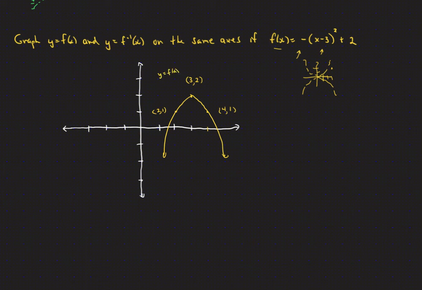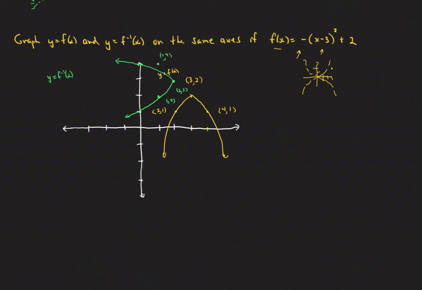I'm going to switch to green for our inverse. And what I'm going to do is just switch the x and y's. So (3, 2) becomes (2, 3). There's my (2, 3). The (2, 1) is going to become (1, 2). And let me label that. That's (2, 3), and that's (1, 2). And (4, 1) is going to become (1, 4). So I'm going to have to go up 1, 2, 3, 4. So there's (1, 4).